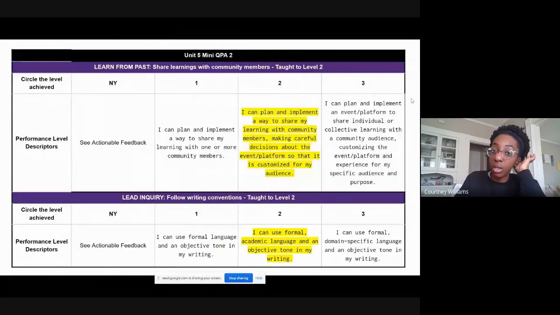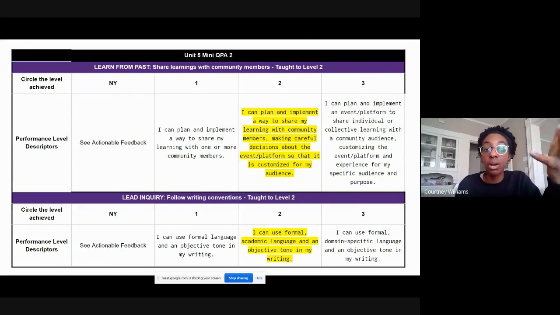The only other thing that I want to go over with you all is the rubric. And here is the rubric. Like I told you at the beginning of this video, there are 2 competencies that you are being assessed on, which is learn from the past, so you being able to share learnings with community members. In order for you to show mastery, you want to hit the 2. So I want to see through your organization and your categorizing of your notes that you are able to plan and implement a way to share your learning with community members, making careful decisions about the platform so that it's customized to your audience.